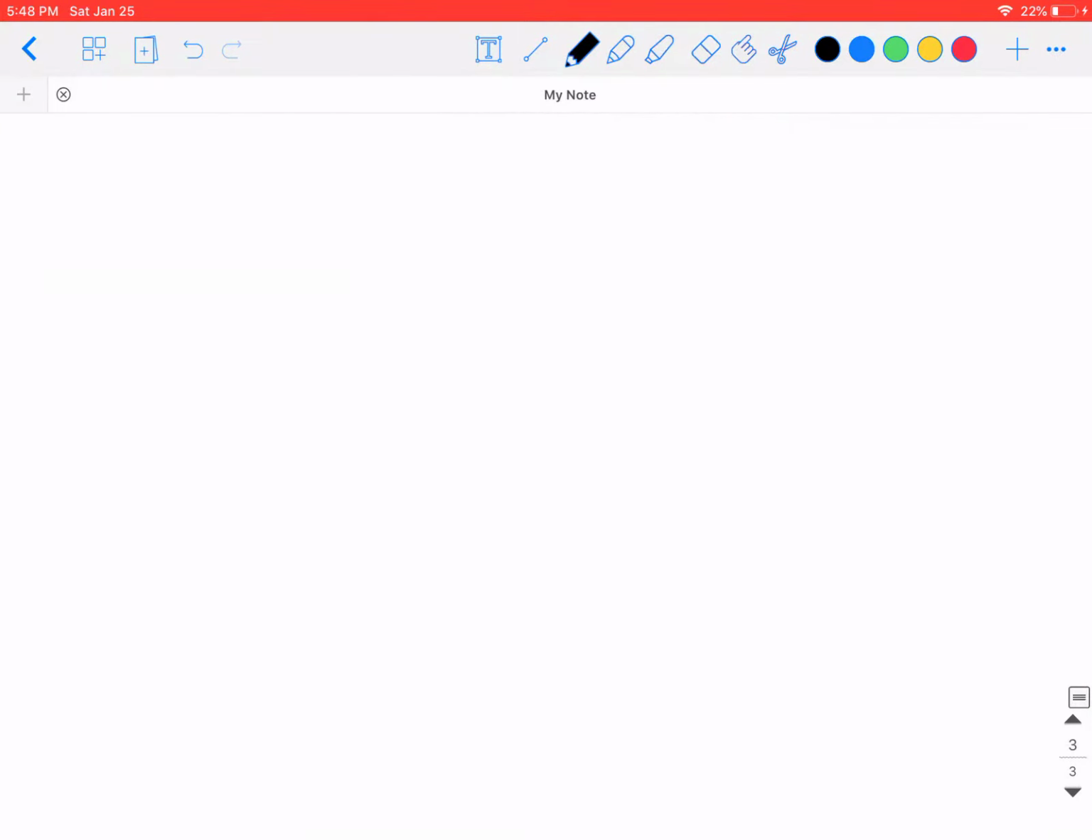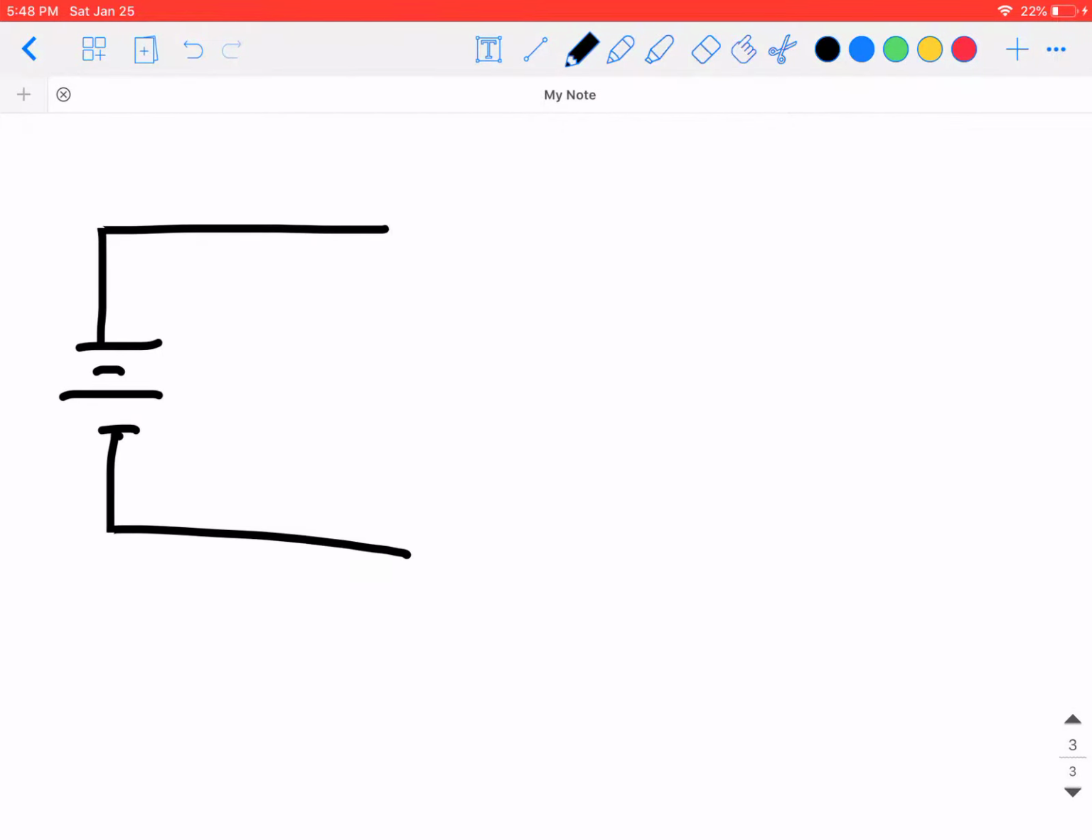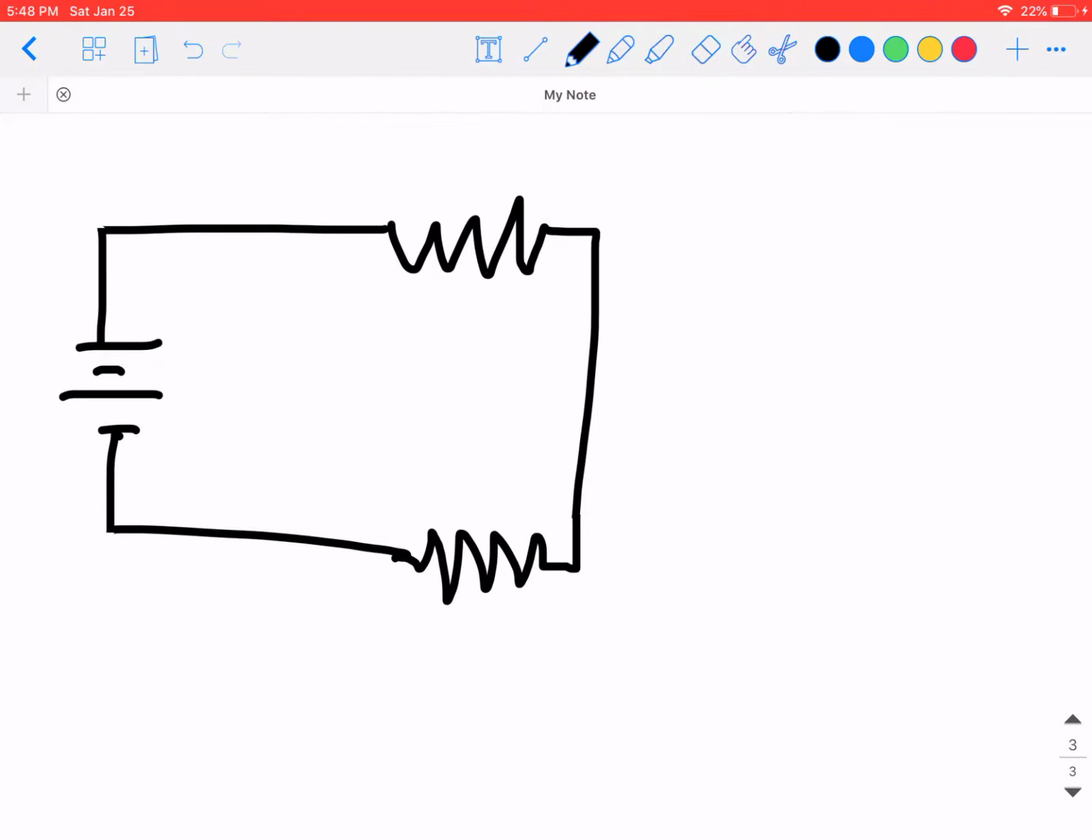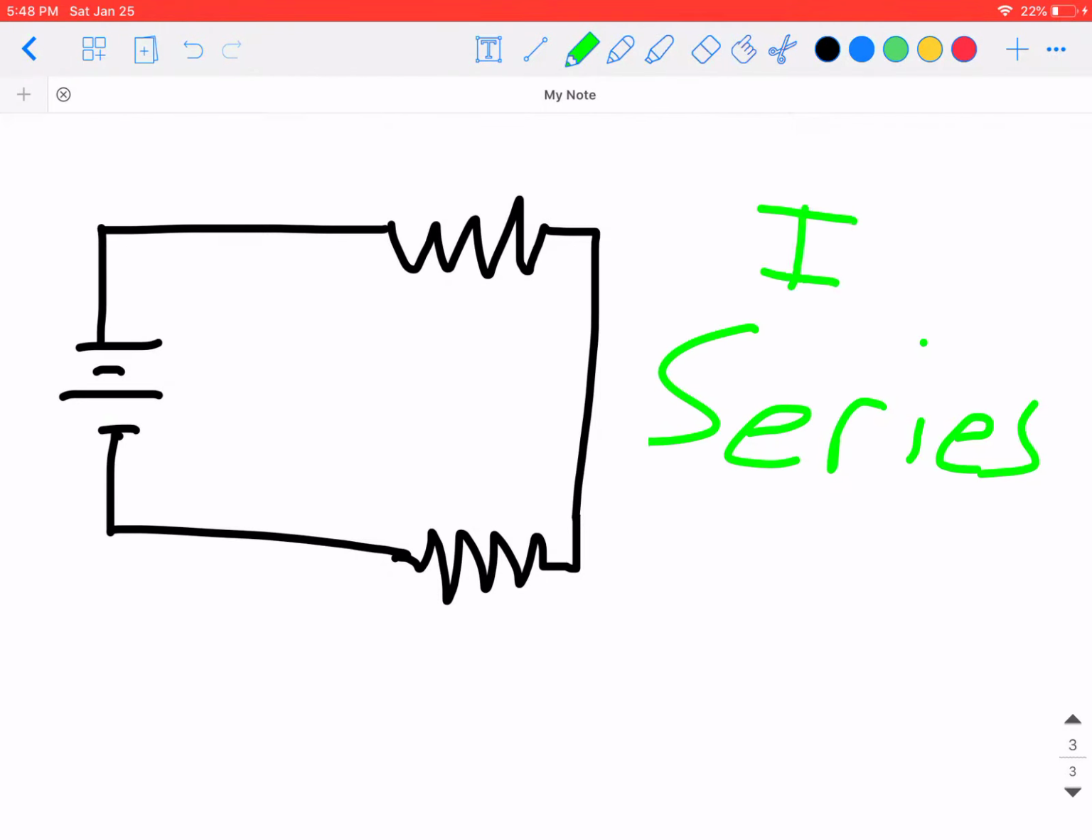When solving circuit problems, you're going to have two really big cases. And those cases are either when the resistors are in series, so like for instance something like this, when they are together, and this is called in series. And then the other case is when you have a circuit that looks like this.